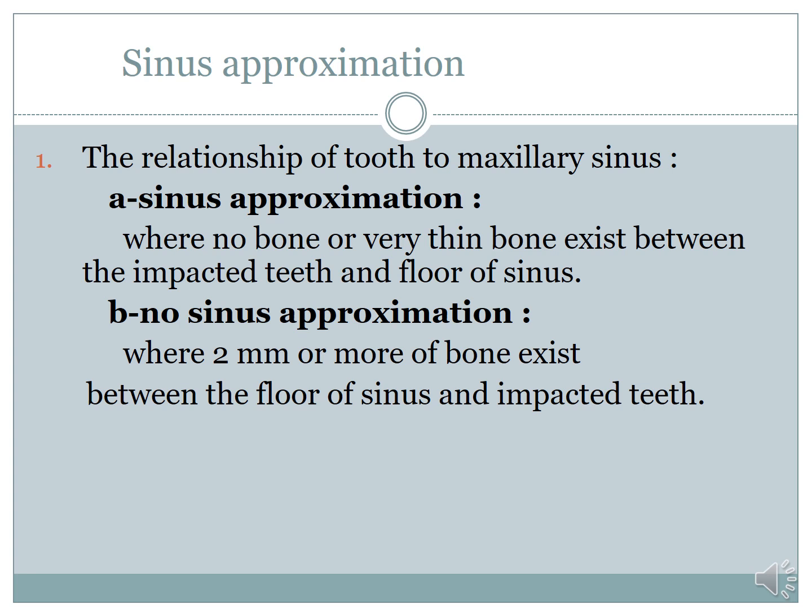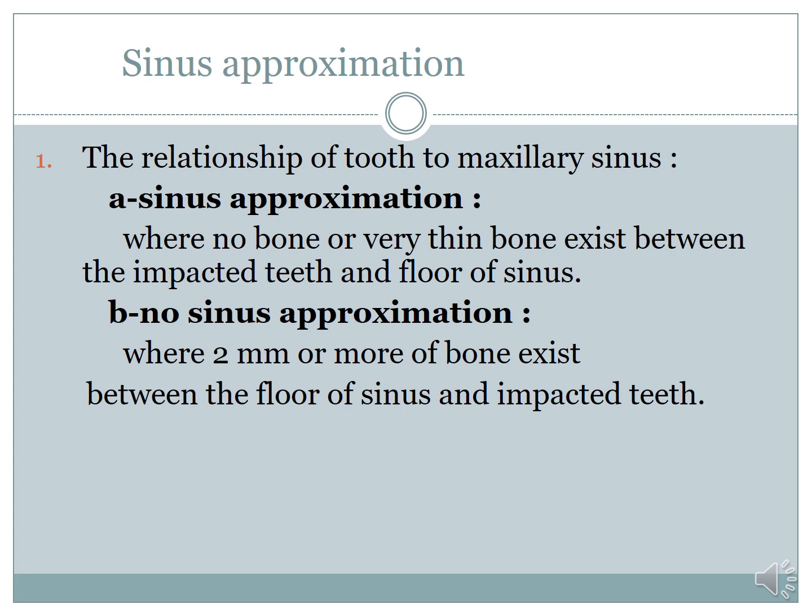Then again, as the inferior alveolar nerve bundle is for the mandibular teeth, the sinus is for the maxillary teeth. So we have to know whether the tooth root is in close approximation with the sinus or not. How close is it? So when there is a sinus approximation, which means that there is no bone or only a very thin bone between the impacted tooth and the floor of the sinus, when you are going to remove this impacted tooth, there is definitely going to be an oroantral communication.